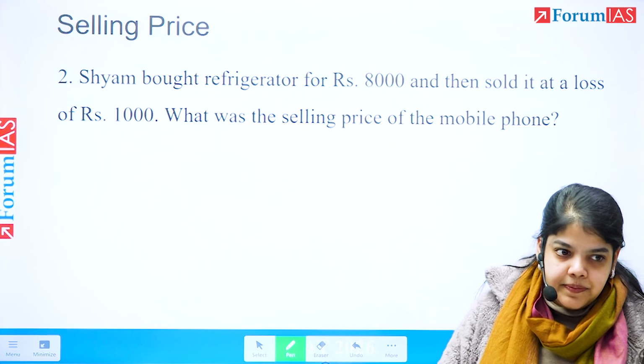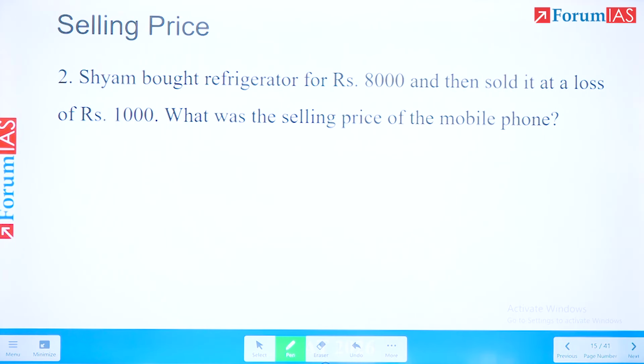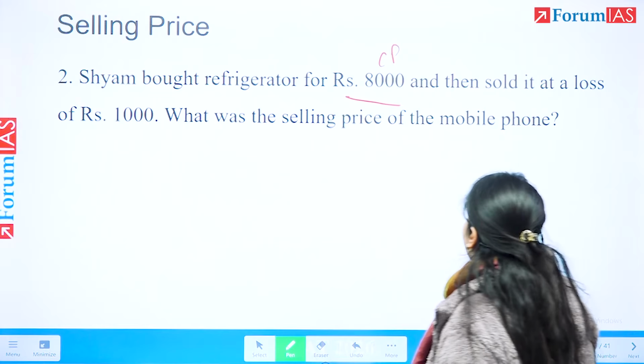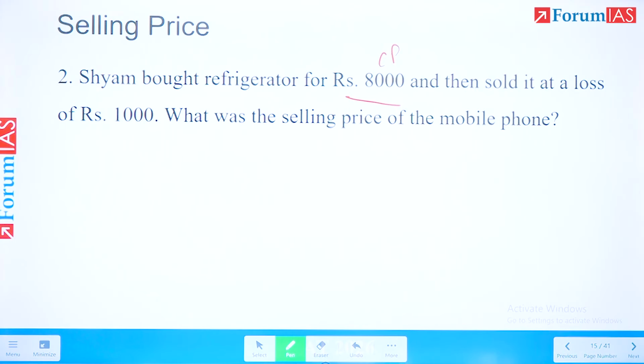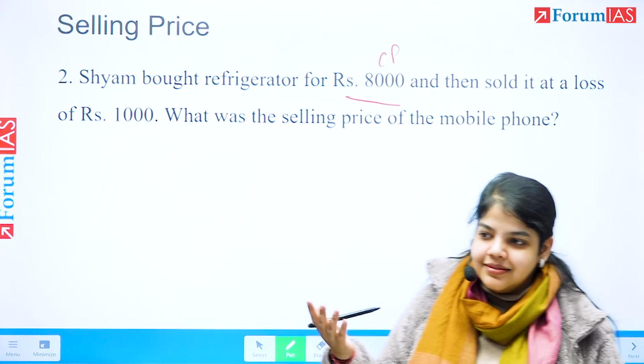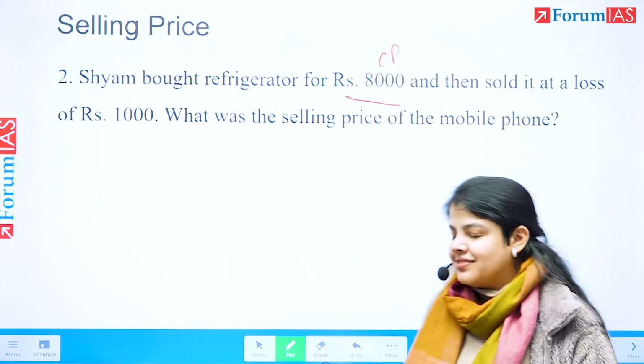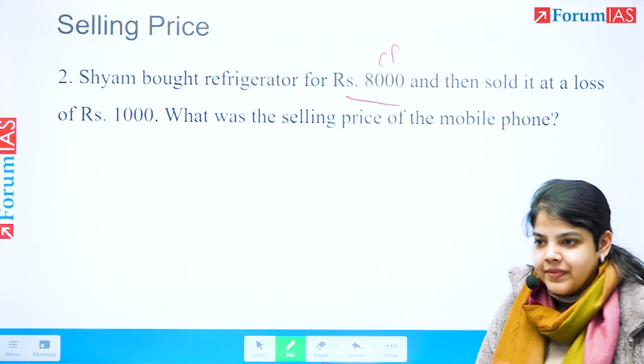Second, thoda sa likh lo kuch log. Sham bought a refrigerator for 8,000, which means cost price, and then sold it at a loss of rupees 1,000. Selling price is? I was just changing questions. So, how much did Sham sell it for? 7,000. 7,000.